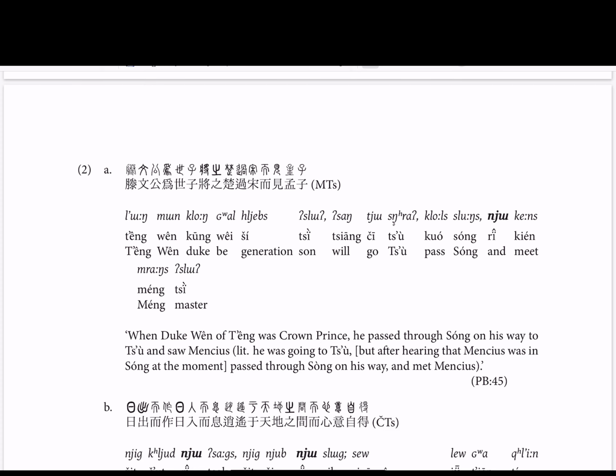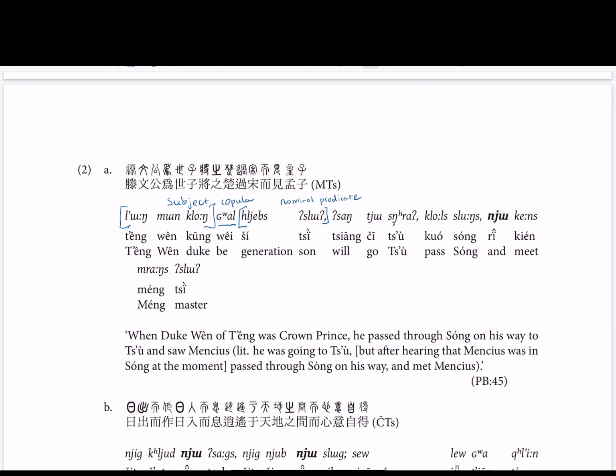The English translation of the sentence is, when Duke Wen of Deng was crown prince, he passed through Song on his way to Chu and saw Mencius. So let's take a look at the structure of the sentence. Dun mun klum, this is the subject. Gual, this is a copula. Liebs slu, this is a nominal predicate.